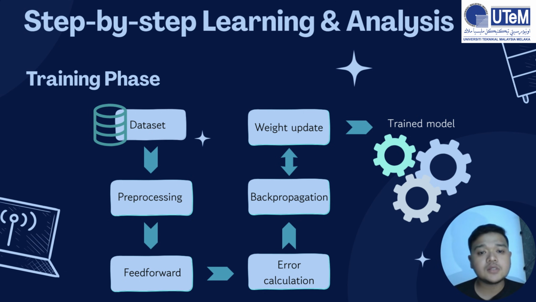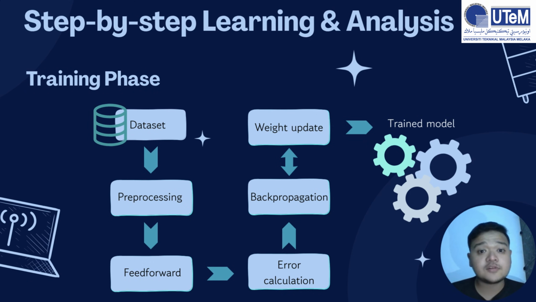After pre-processing, the neural network is initialized with random weights and bias. During the feed-forward process, the input data is passed through the network from the input layer to the hidden layer and finally to the output layer to generate a prediction. The predicted output is then compared with the actual target value to calculate the error. The backpropagation algorithm uses this error to adjust the weights and biases in the network. The objective is to minimize the error and improve prediction accuracy.